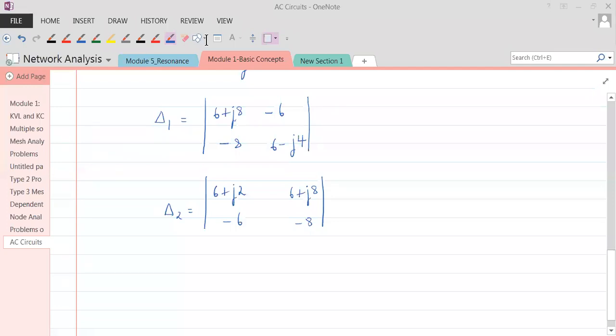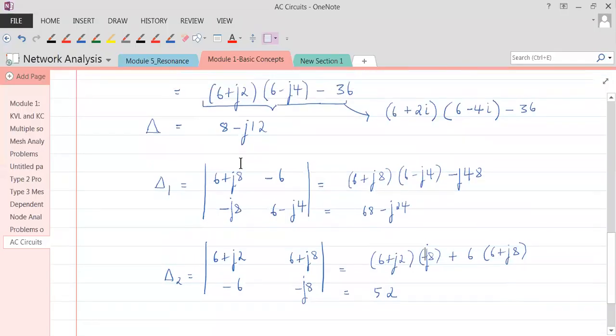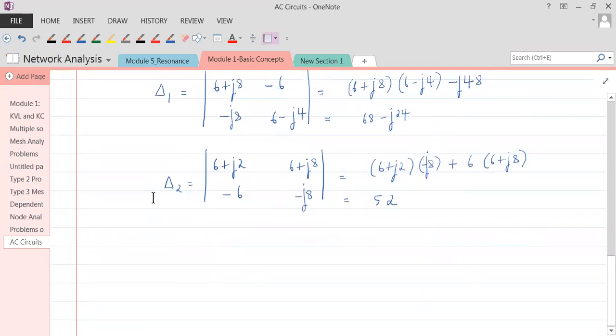Let's see. Now, this delta 1 happens to be 68 minus j24 and delta 2 happens to be 52. Once we have delta 1 and delta 2, what is our I1? Our I1 is delta 1 by delta. Similarly, our I2 is delta 2 by delta.